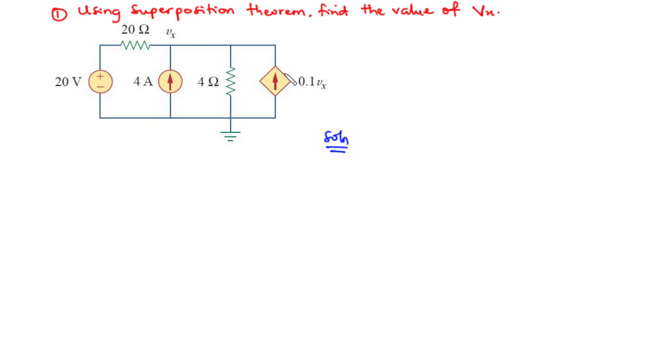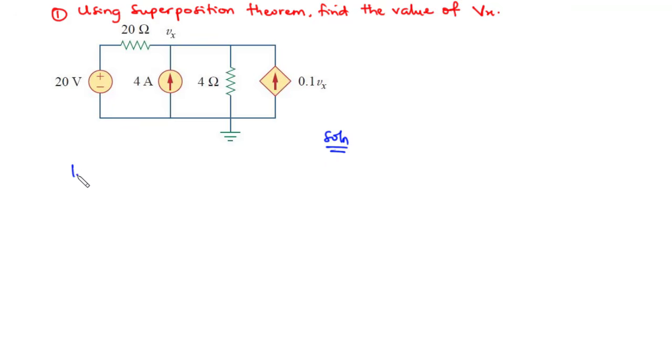Now with the superposition theorem, what we do is we consider one of the independent sources at a time and we deactivate the other. Later we consider the other one and deactivate the initial one. So you use the superposition theorem whenever you have more than one independent source. In the first step, we are going to consider the 20 volts and deactivate the 4 amperes current source, and then we try to find the value of Vx.